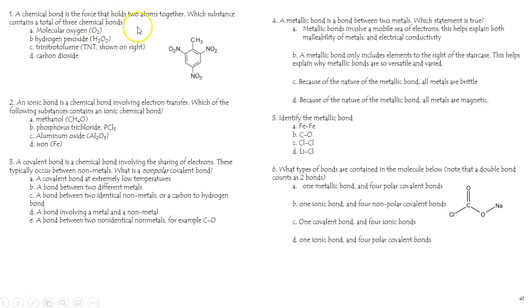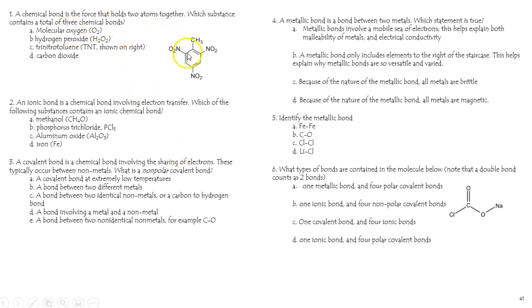Chemical bond is the force that holds two atoms together. Nice definition. Which substance contains a total of 3 chemical bonds? Molecular oxygen? No, that's O double bond O. Hydrogen peroxide? The only way to assemble that would be H bond, O bond, H bond. Let me say it again. H bond, O bond, O bond, H bond. That's 3 bonds if you draw it out.